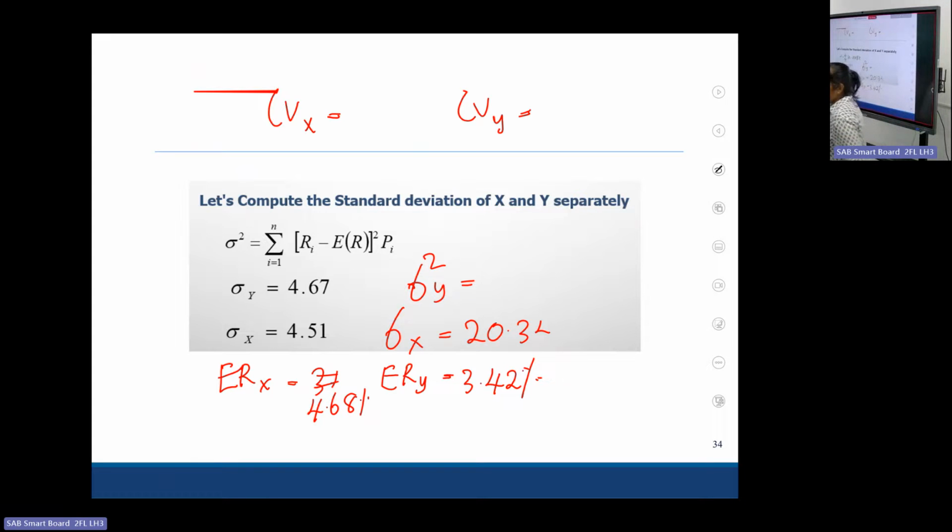What is the coefficient of variation of X? You can calculate standard deviation divided by expected return. So what is the answer? 0.96. Previously also we did the same thing for the average return. And for Y, 1.36.